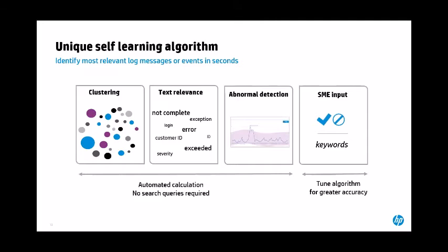Another thing that we provide that we think is really unique is that you have the ability to use your subject matter experts to tune the algorithm. So when Operations Analytics shows you results, you can tell if it's right on track or not on track, and over time it learns that to give you more accuracy.